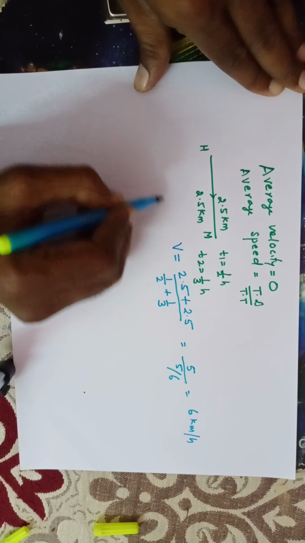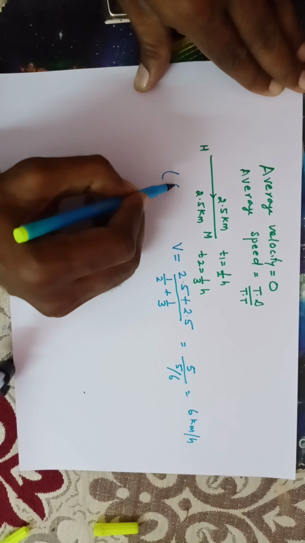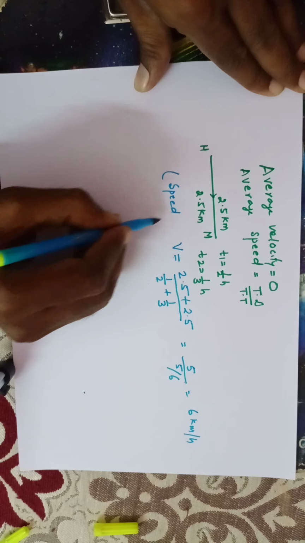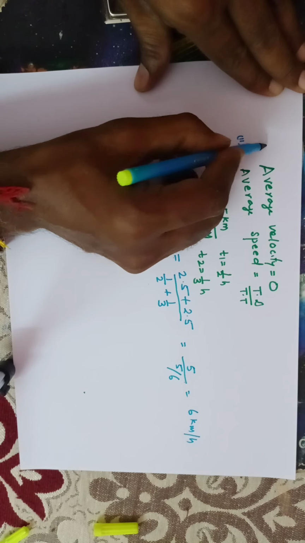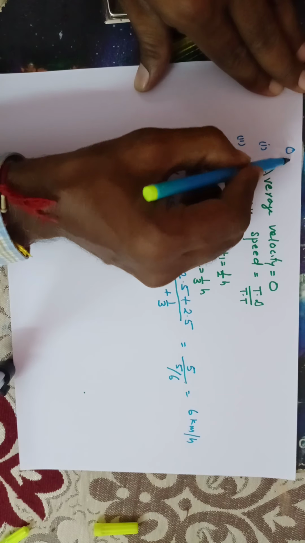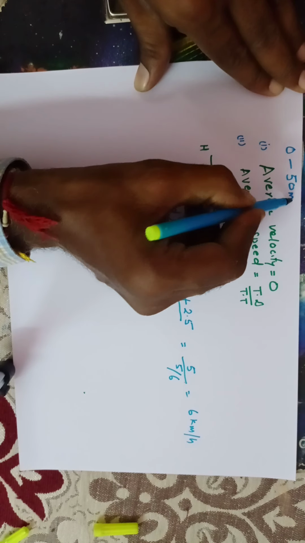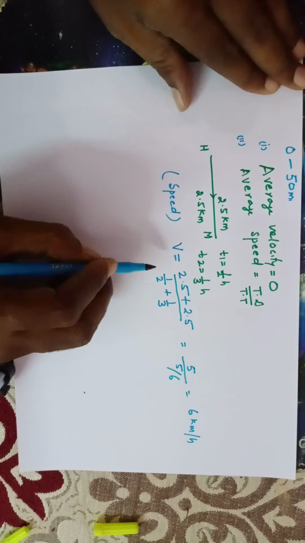So this is the average speed, actually it is speed. So average velocity will be 0, but the average speed during 0 to 50 minutes will be 6 kilometer per hour.